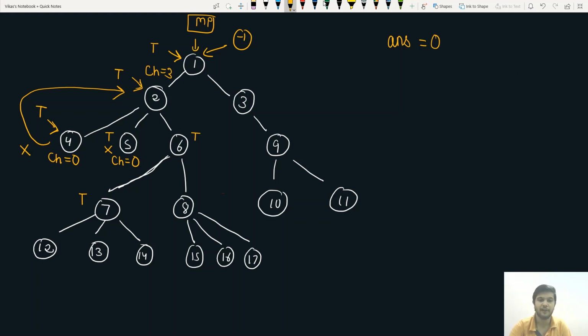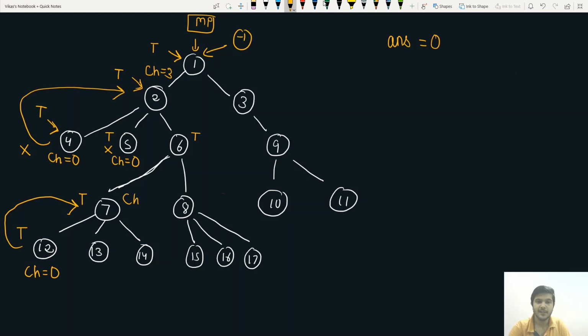So we are going for any one of them first. Let's say we go for 12. Now we are going to mark 12 as true, so we have visited 12. Now we are going to check if there are any children for 12. So 12 has no children, that is 0. Now we are going to fall back to 7, that is the parent of 12.